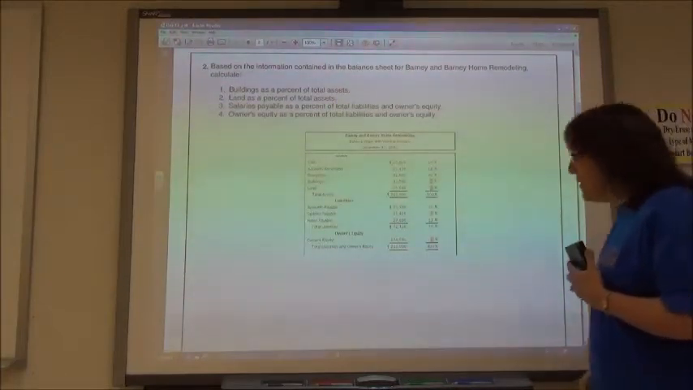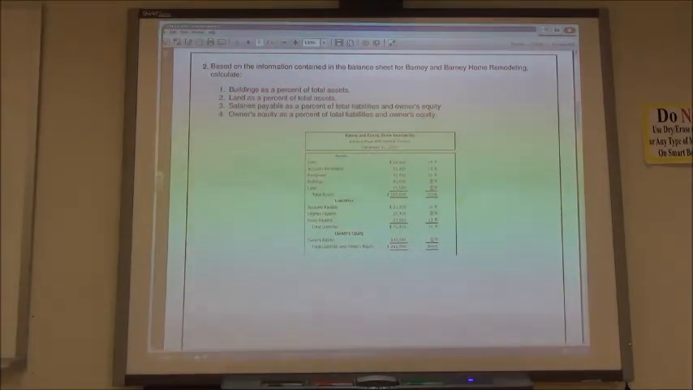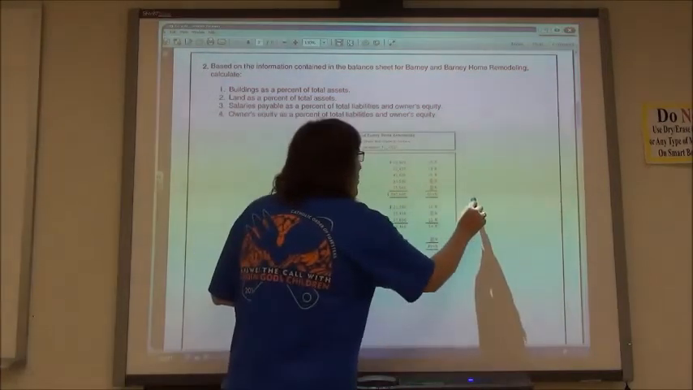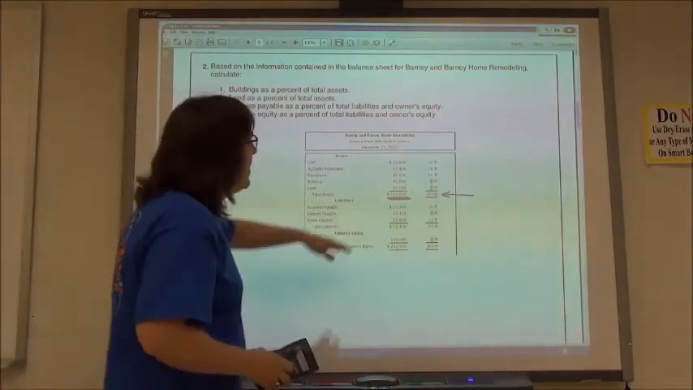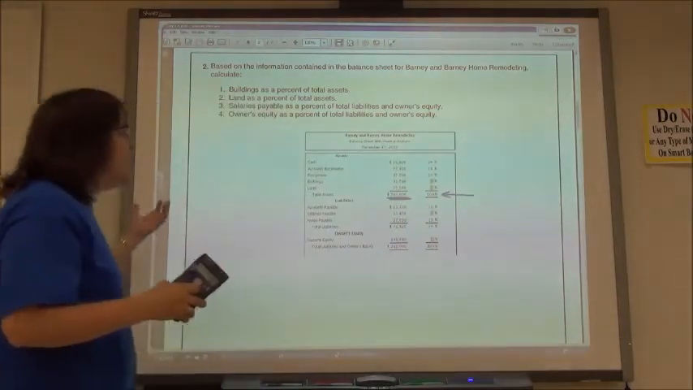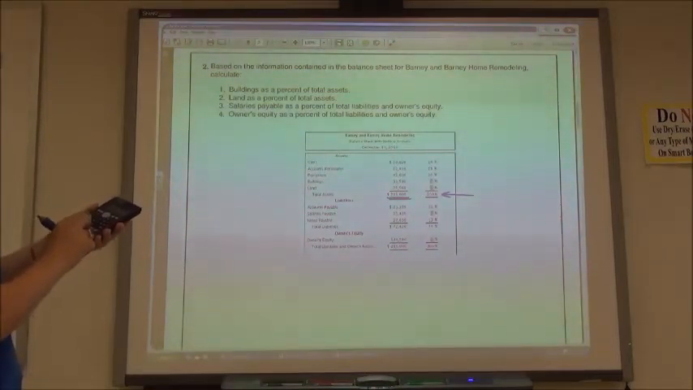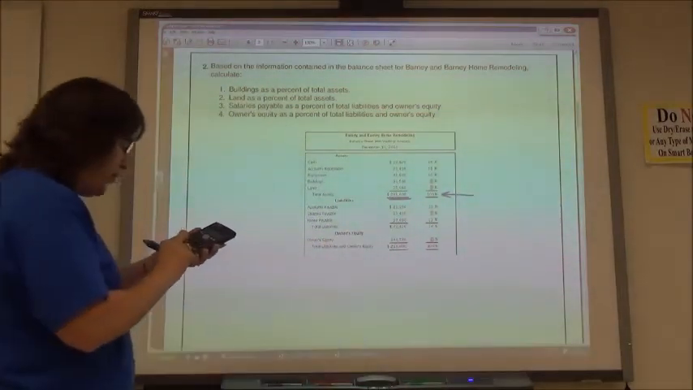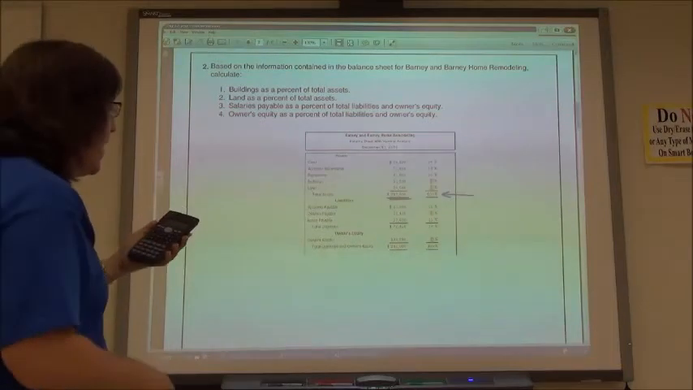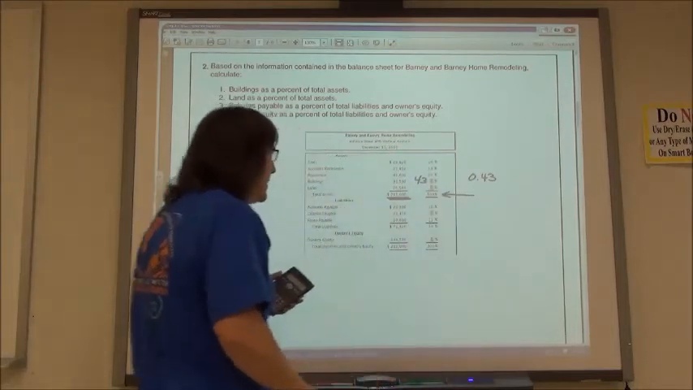So number 2, again, based on the information contained in the balance sheet for Barney and Barney Home Remodeling, calculate the buildings as a percent of the total assets and the land as a percent of the total assets. Here's my total assets. That means I'm dividing by the 213,000. They did the first 3 items in the table for you. They want you to do the building and the land. So for my building, 191,590 divided by my total assets, 213,000. I get 0.43, which then is 43%.